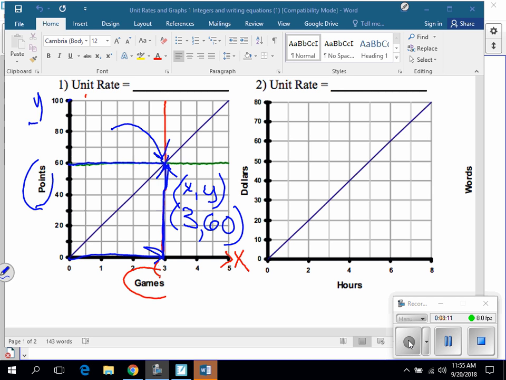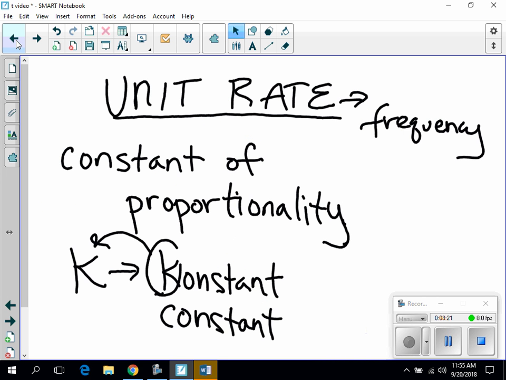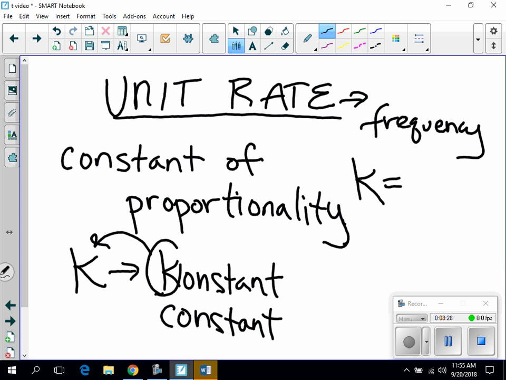Now that we've chosen our point, we need to find the unit rate. So to find unit rate, we're going to use our unit rate formula. Let me see if I gave that to you in your notes. All right, so I haven't given you that in your notes, so why don't we record that now? So the unit rate formula is k equals y divided by x.